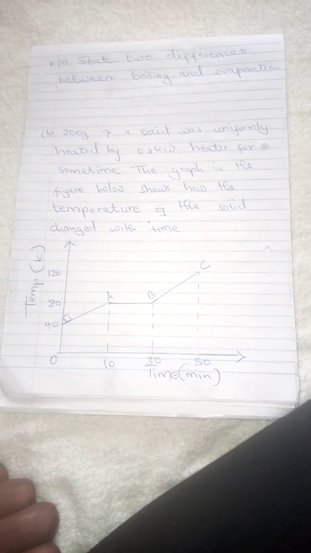Hello students, I would like us to move on to question number 4, and the question is on quantity of heat. The question reads, state two differences between boiling and evaporation. The differences are very straight from the textbook, page 232 of our Form 3 KLB book, if you have the newest edition.